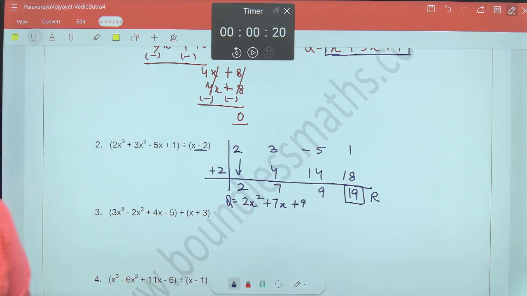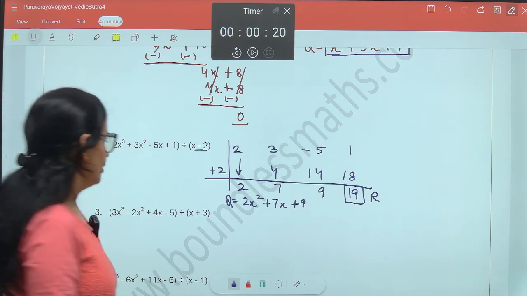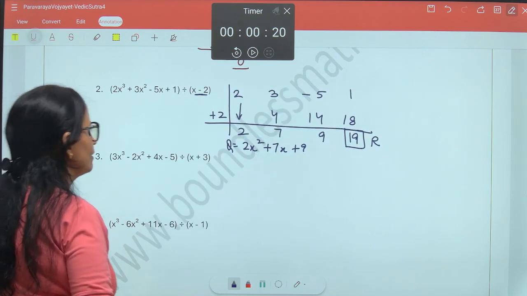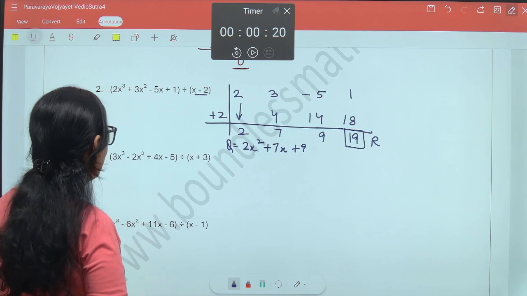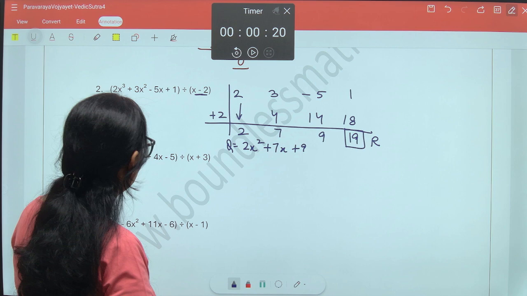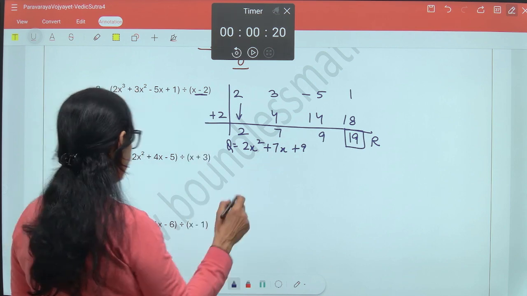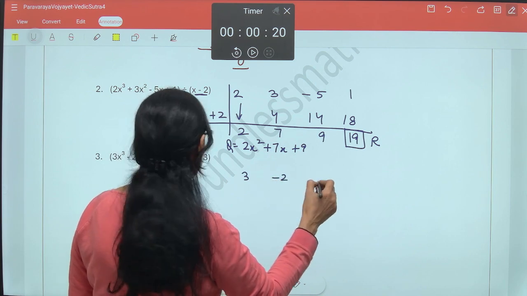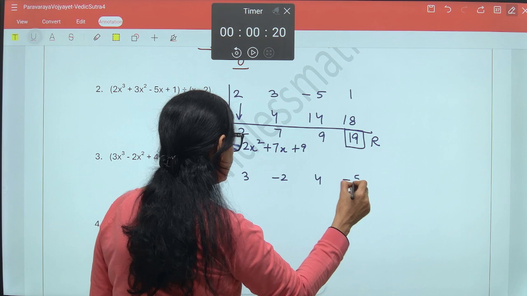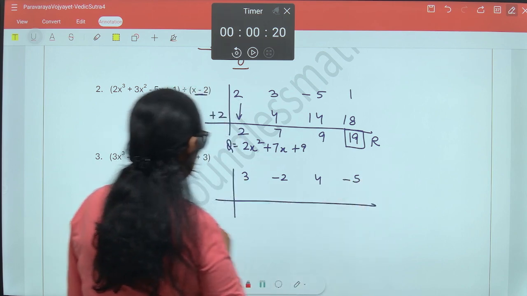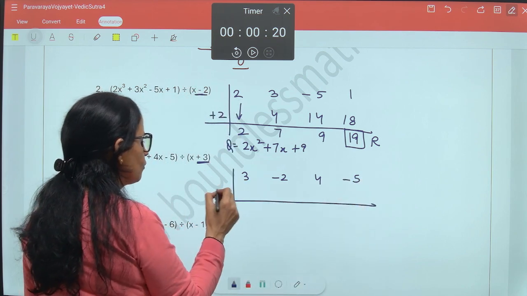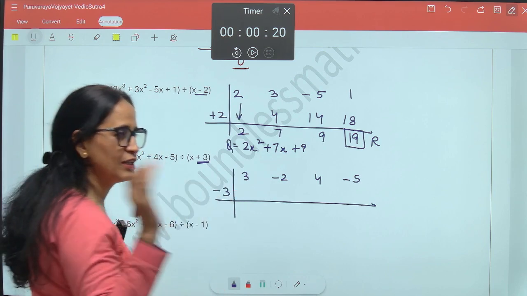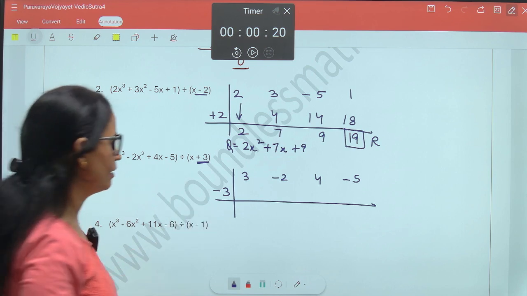Understood now? Yes. So let's have a look at the next question. 3x cube minus 2x square plus 4x minus 5 and the divisor is x plus 3. So again we start by writing the coefficients of all the terms in the dividend. Done? Write the divisor because it is plus 3, so we need to write here minus 3. Now be very careful when this divisor is minus 3.